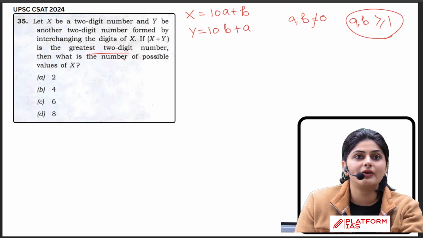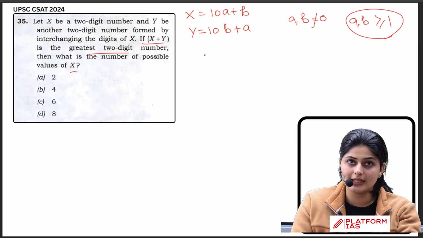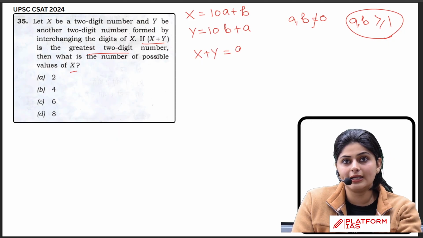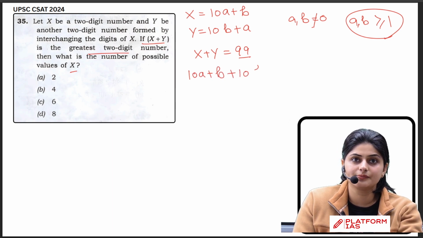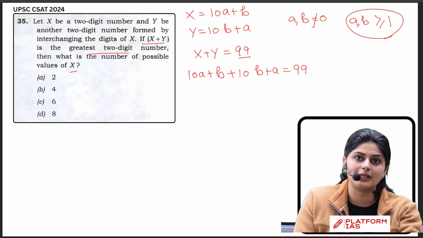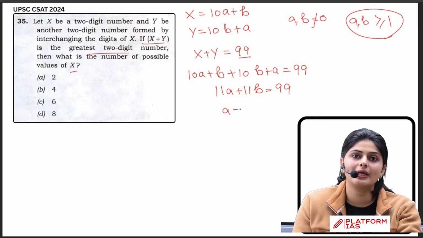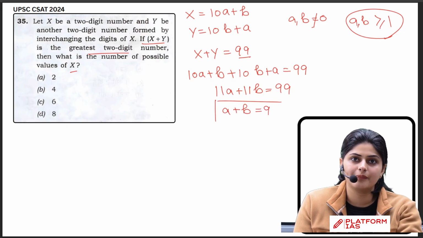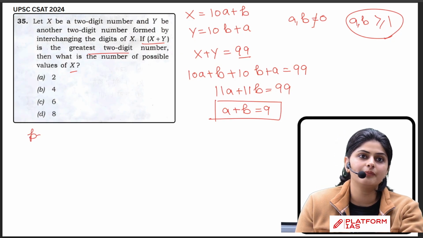Okay, it says we need to find out the number of possible values of x if x plus y is the greatest 2-digit number. What is the greatest 2-digit number? 99. So if x plus y is 99, we'll put the values here. It is 10a plus b plus 10b plus a equal to 99. That is 11a plus 11b is equal to 99, or we can say a plus b is equal to 9. We have seen that a and b cannot be 0. Now what are the possible values of a and b which will satisfy this equation?